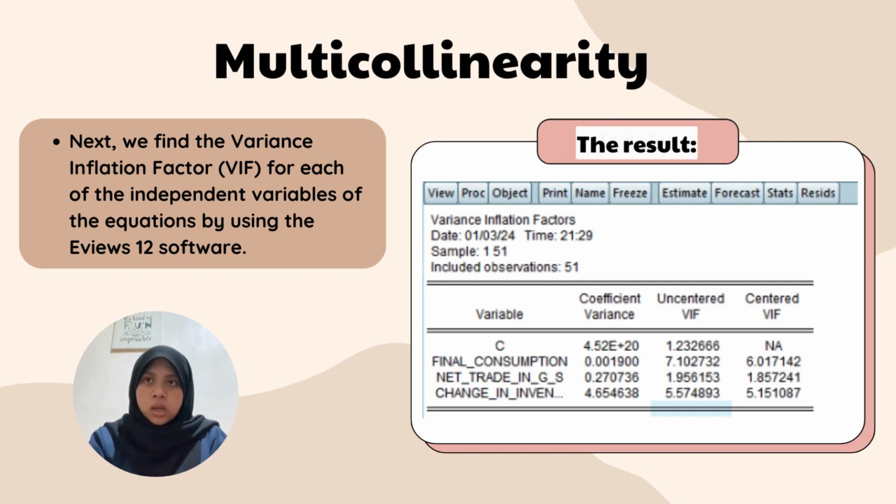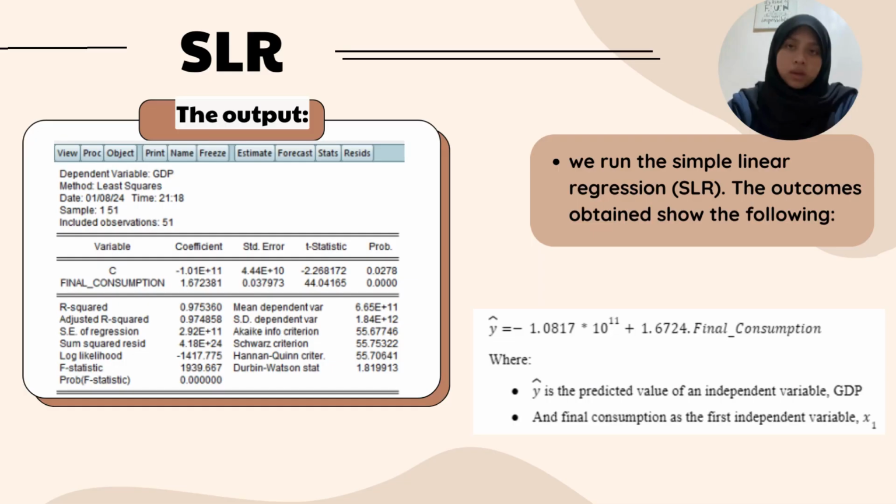In conclusion, the VIF results indicate that there may be some multicollinearity between final consumption and change in inventory and the other variables. However, since the VIF values for final consumption and change in inventory are less than 10, it is not a high multicollinearity problem. Therefore, we can continue the analysis using the same equation. So next, to estimate the parameters of this regression model, we run the simple linear regression.